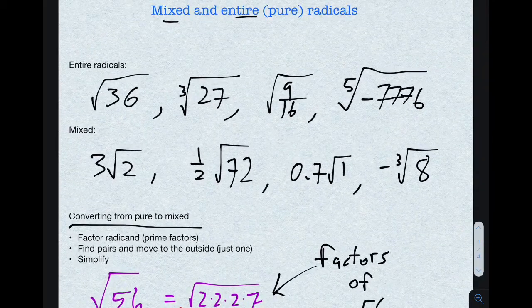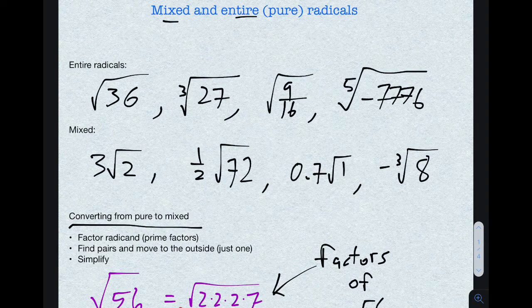So to differentiate between the two, entire or pure radicals have no number out here. So they have no coefficient on the outside. Everything is inside the radical.